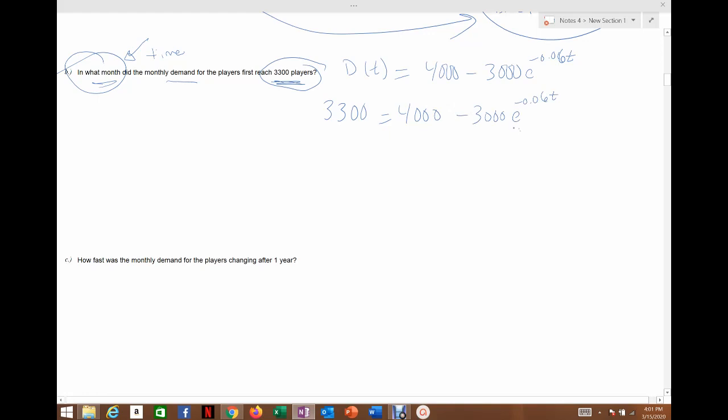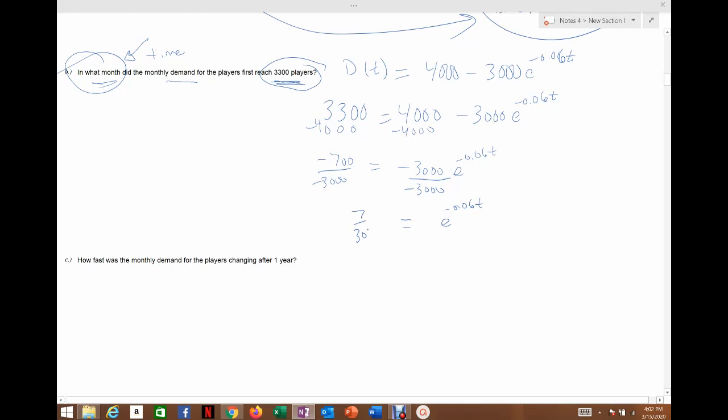Isolate the e term, so solve for e first. So move the 4,000 to the other side by subtracting. So you're going to get negative 700 equals negative 300 e to the negative 0.06 times time. Divide by that negative 300 in front of the e term. Alright, so that simplifies. On this side I'm left with e to the negative 0.06 times time. On this side, leave the fraction exact. So either leave it 700 divided by 300 or reduce it to 7 over 3, but do not approximate.